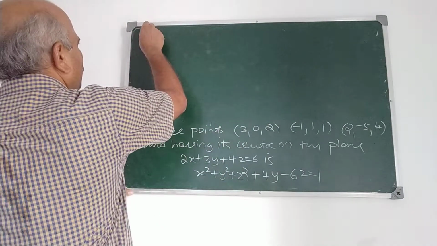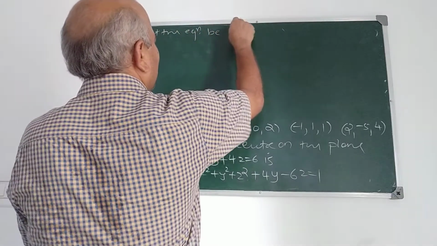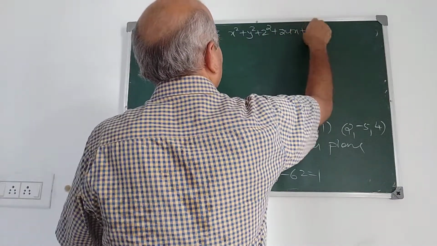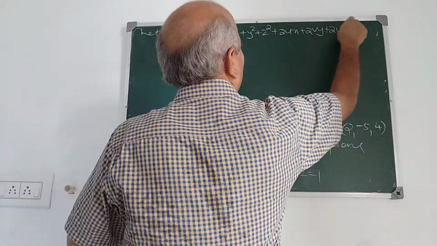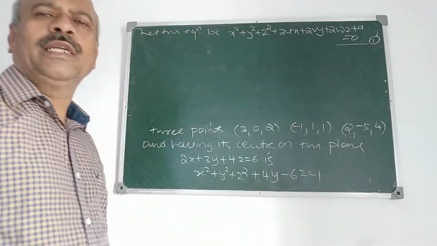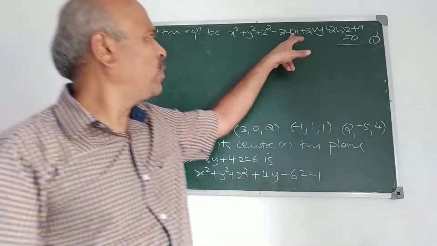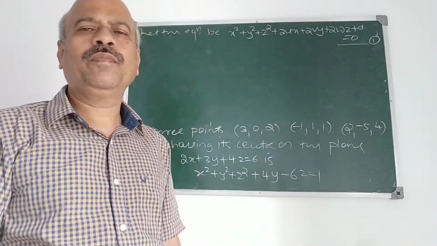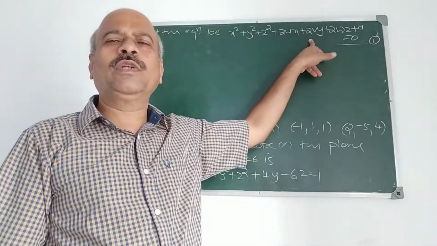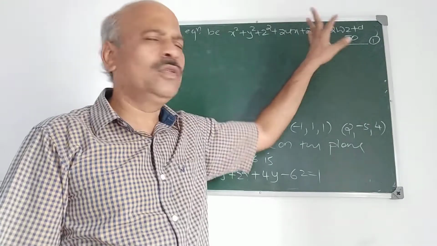What is the procedure? Let the equation be x square plus y square plus z square plus 2ux plus 2vy plus 2wz plus d is equal to 0. What is this? General equation of the sphere. This is called general equation of the sphere. What you have to find out here? u, v, w and d. In this type of problem, we assume that the equation of the sphere is the general equation of the sphere and we find out u, v, w and d.